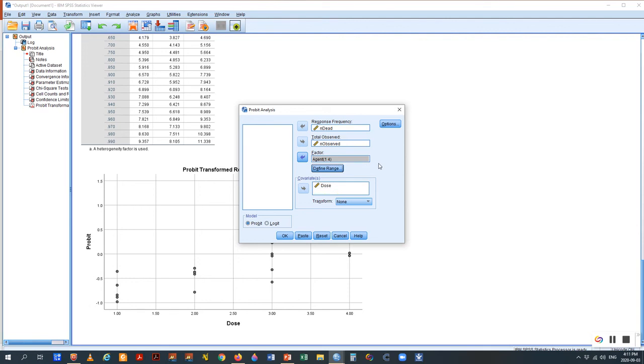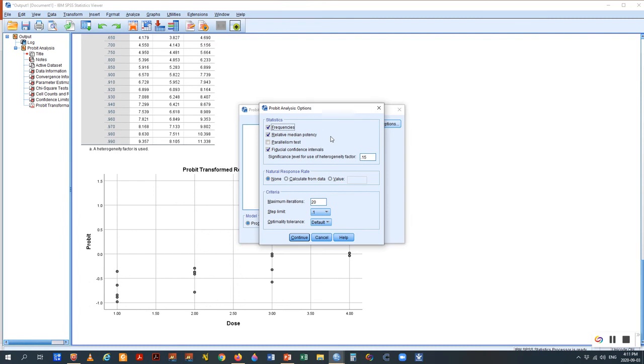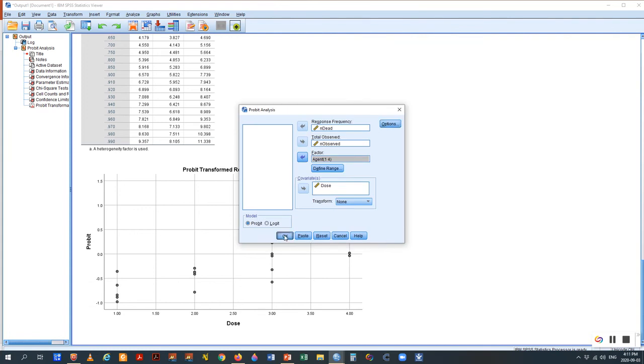This captures the 4 categories of no agent, diguelin, rotenone, and 4 will be all the agents being used simultaneously. Okay, so we're going to click on the statistics. We're going to go up to options. And under statistics, we're going to make sure we have frequencies and fiducial confidence intervals, which is already there, as well as the relative median potency and a parallelism test, which is required for this type of test. And then we click continue and OK.